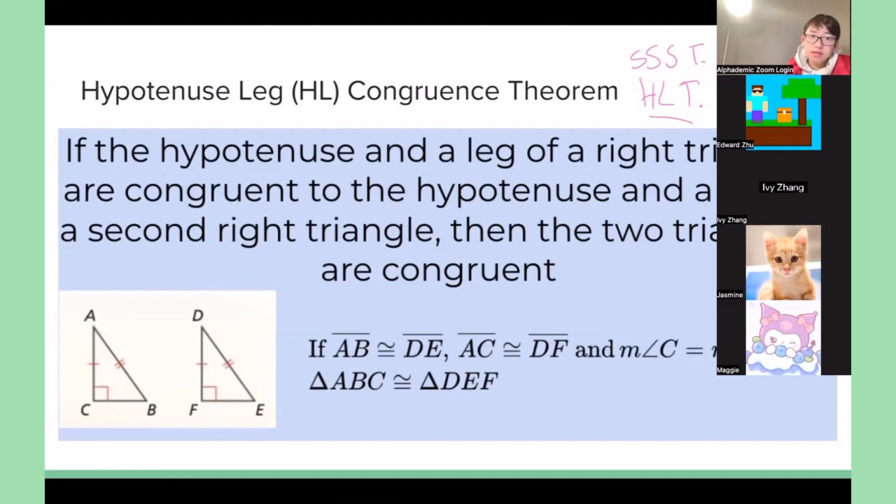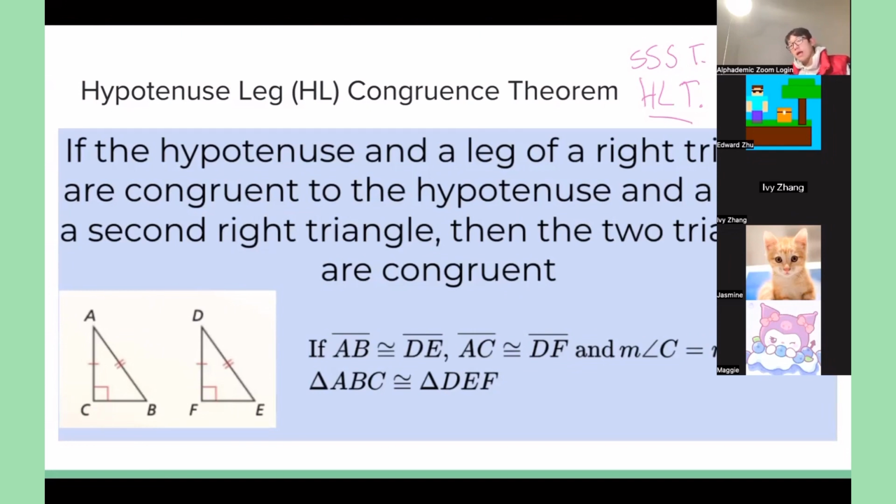The hypotenuse leg congruence theorem states that if the hypotenuse, which is the longest side of a right triangle, the side opposite to the right angle, and a leg of a right triangle are congruent to the hypotenuse and a leg of a second right triangle, then the two triangles are congruent.